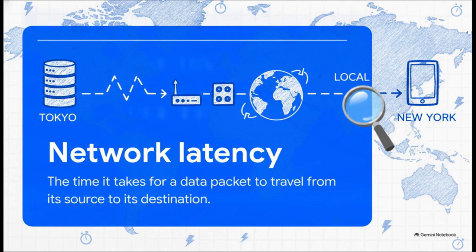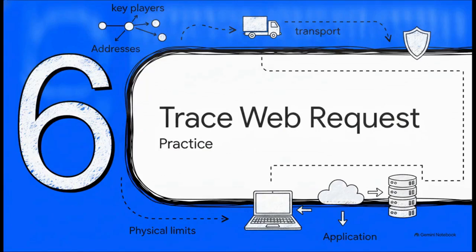So the crucial point is that geography and hardware actively impact speed. A server all the way in Tokyo is naturally going to take longer to respond to a client in New York than one sitting right across town. It's just physics.